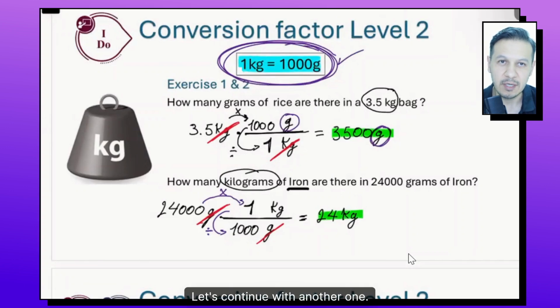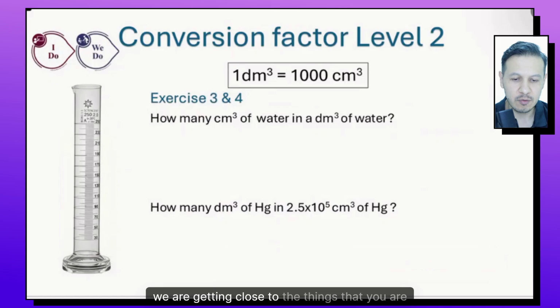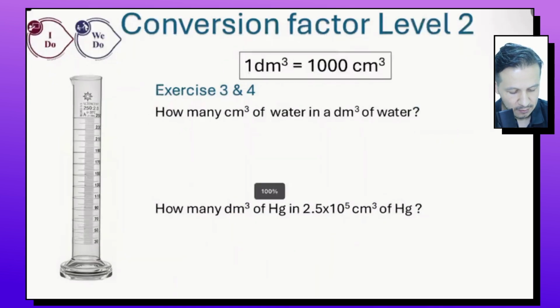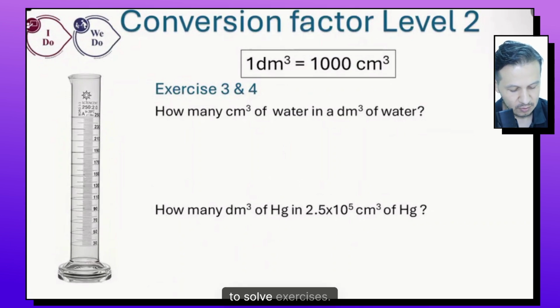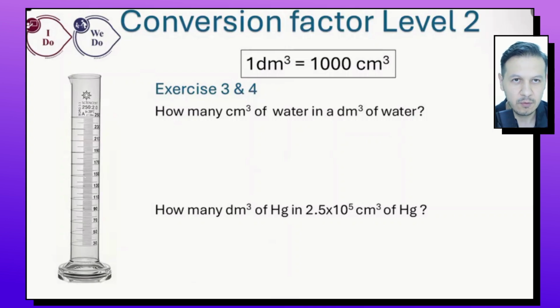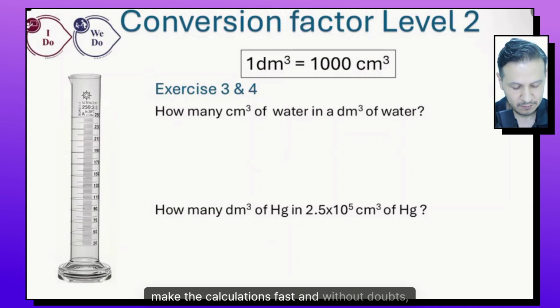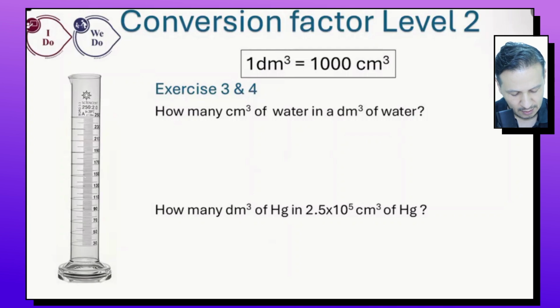Let's continue with another one. In this level 2 exercise, we are getting close to the things that you need. If you are an IB chemistry student, this is the kind of exercise that you will use to solve problems. If you use formulas, it's okay. If you use cross multiplication, it's okay. This is just a different way for you to make the calculations fast and without doubts, without remembering any formula. Okay, let's do this one.